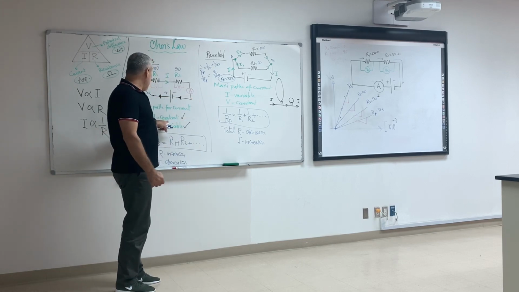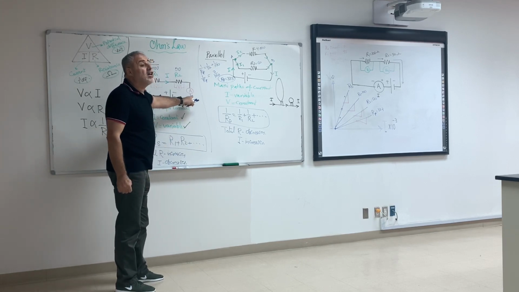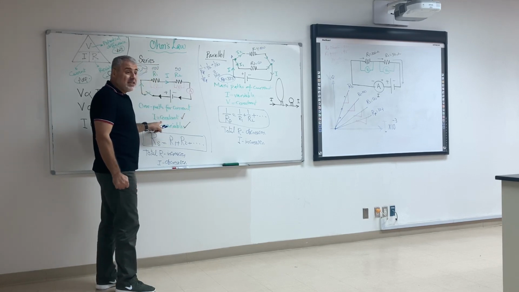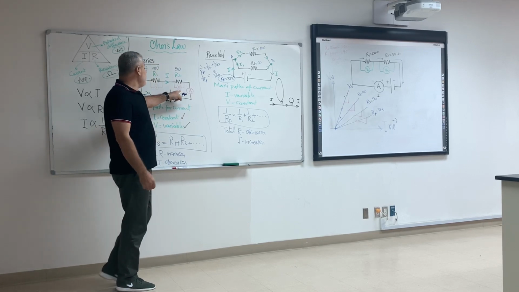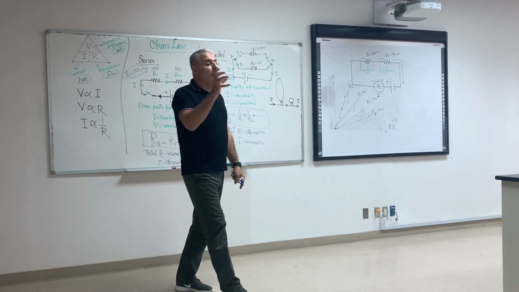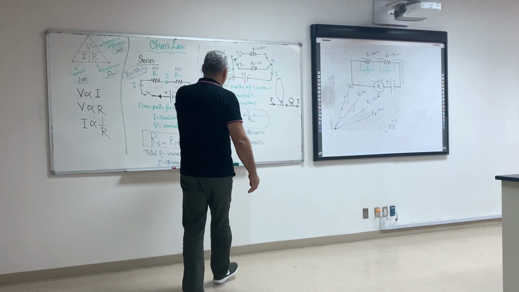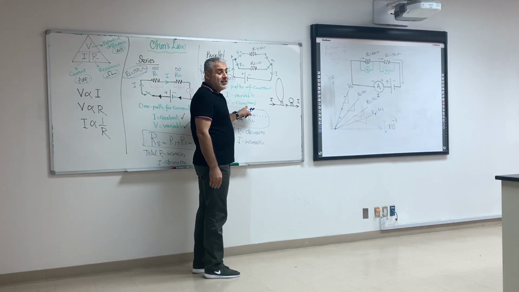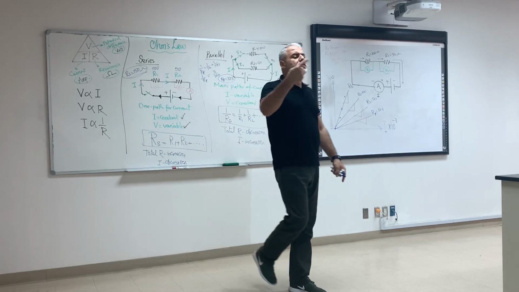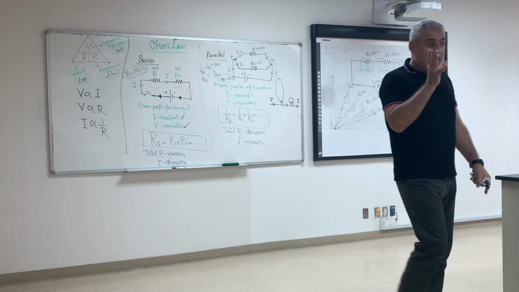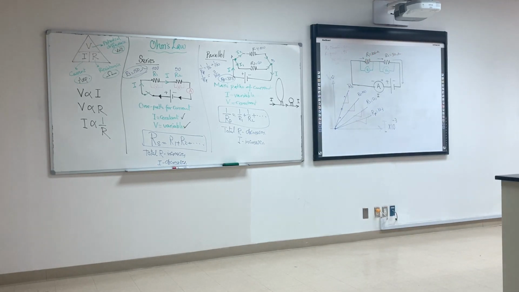So I is in series, it is constant, so we connect the ammeter in series. For V, we connect the voltmeter in parallel. Why? Because you know that in parallel V is constant. You cannot measure something that is continuously changing. You always have to measure something that is fixed.